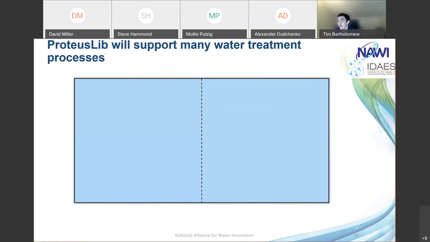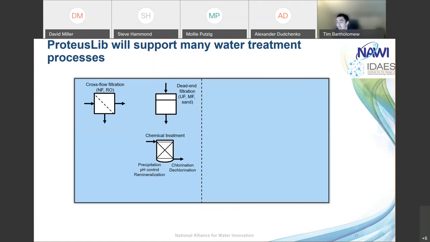For the big vision of ProteusLib, the main thing is it's a water treatment library. So I'm just going to provide a few of the things that we have in the immediate plans and through the rest of the NAWI project. We're primarily focusing on RO desalination treatment trains within our first year. And so we use cross-flow filtration, which has RO and nanofiltration, dead-end filtration with ultrafiltration, microfiltration, and porous media like sand filtration, different chemical treatment processes, and auxiliary equipment.